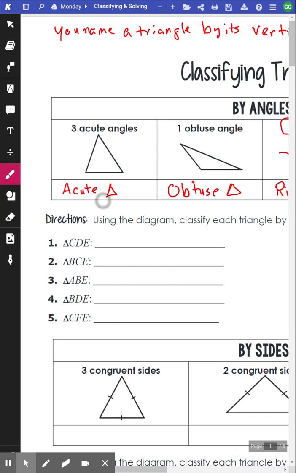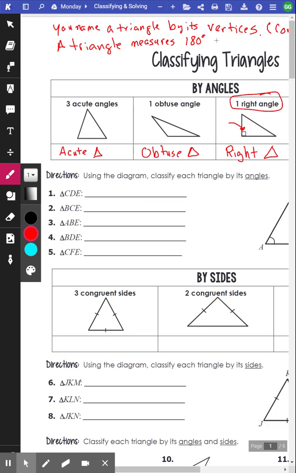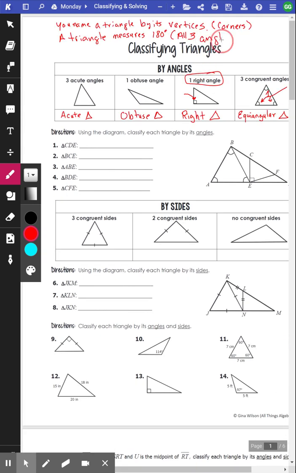Also, you should have been told a triangle measures 180 degrees. All three angles add up to 180. Okay? You need to know that.